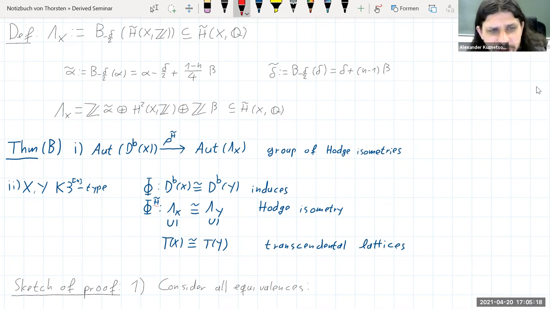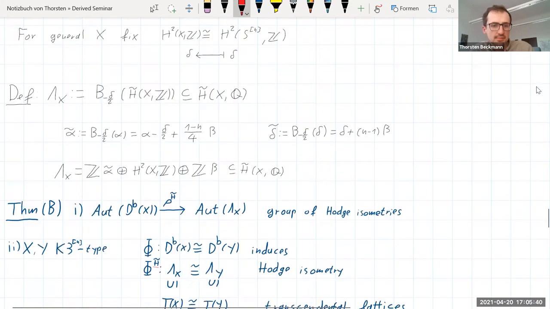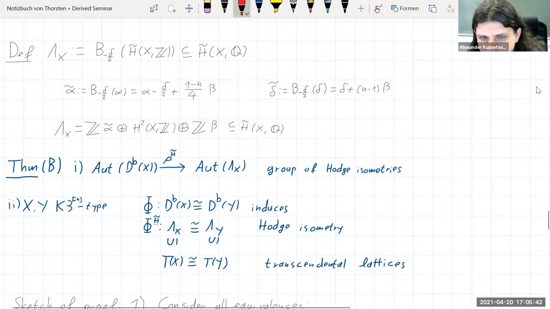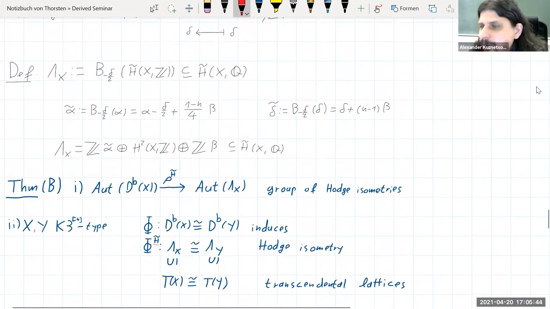Okay, and maybe another question. The usual Mukai lattice also is meaningful for moduli spaces of objects. So do you have some interpretation of your extended Mukai lattice for moduli spaces of objects in derived categories of hyperkähler varieties? Does it control the dimension of the moduli space or something of that sort?